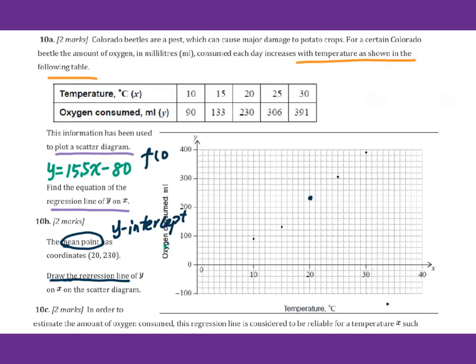F of 0, we plug in 0, that equals negative 80. So you have to find the negative 80. That's over here. Each unit stands for 20. Then you have to use a ruler to connect these 2 points, the mean point and also the y-intercept.